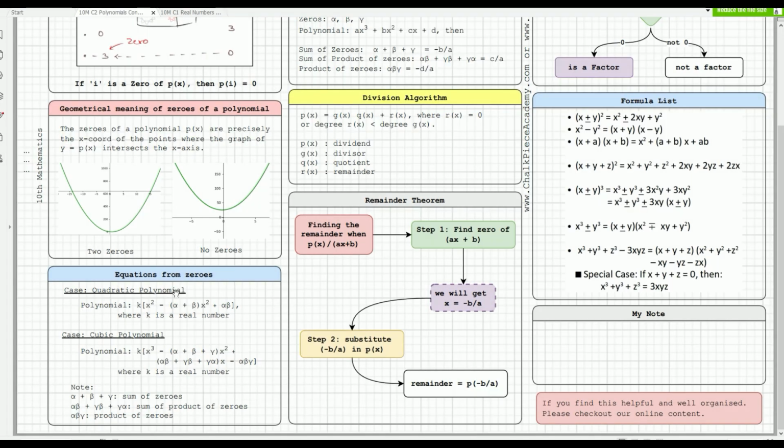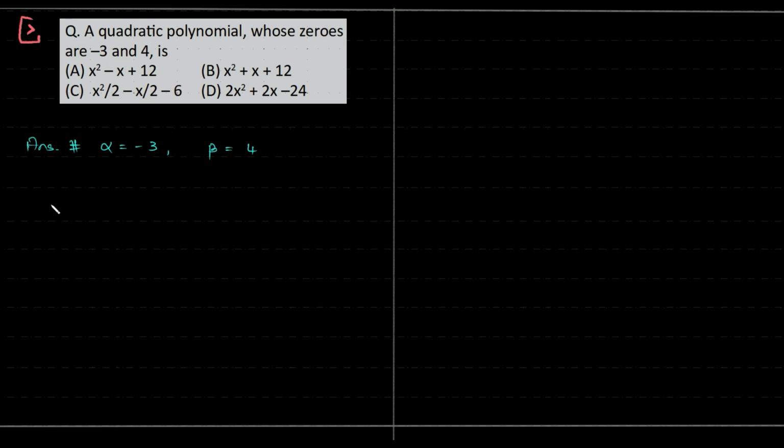What is it that we have to use? Yes, we have to use equations from zeros. So for a quadratic polynomial, the formula is something like this, right? So we have p of x will be equal to k times of x square minus alpha plus beta x plus alpha beta. Close the brackets.